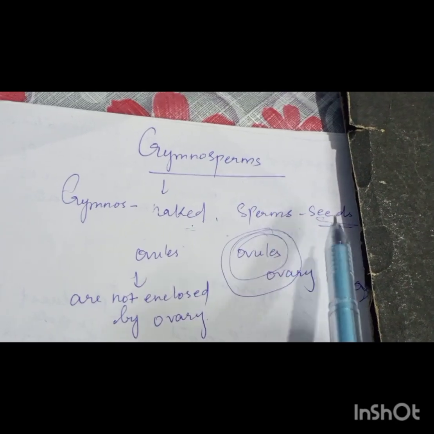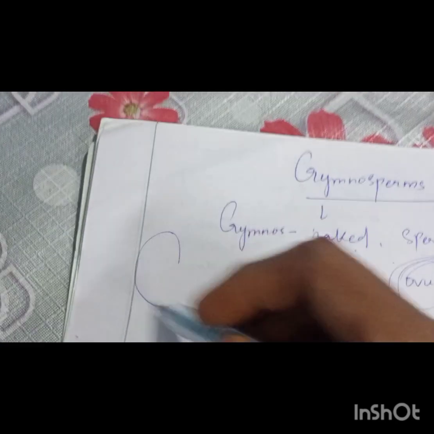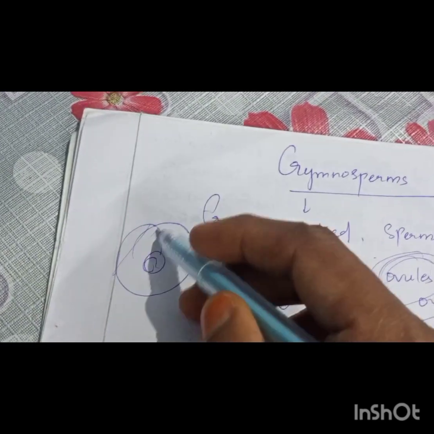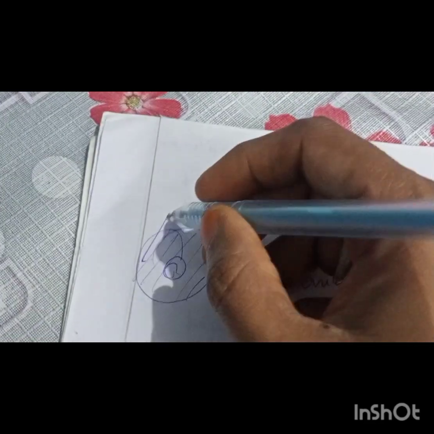So today let's see about gymnosperm. Gymnos means naked and sperms means seeds. Usually when you take a mango, you can see seed inside a fleshy portion. This fleshy portion is what we will call as fruit, and this inside hard one we call it as seed.